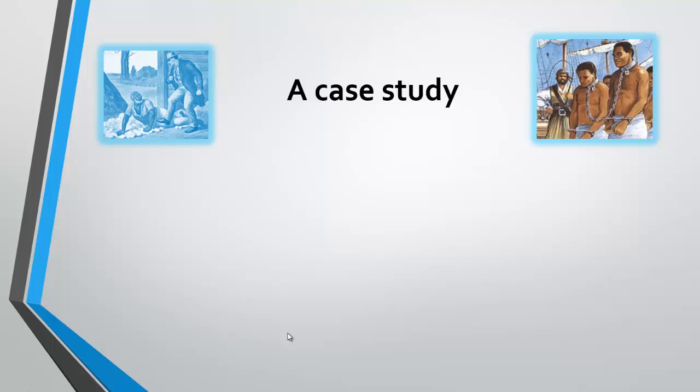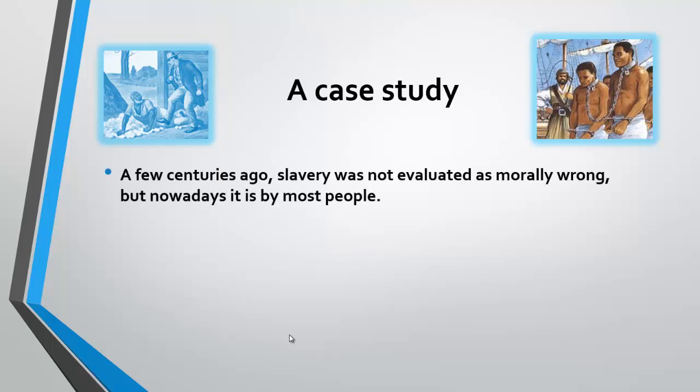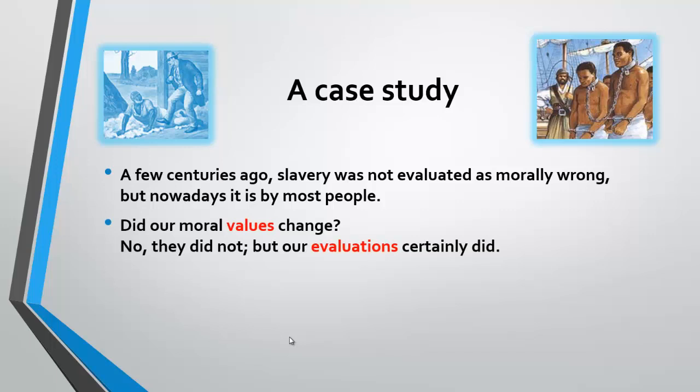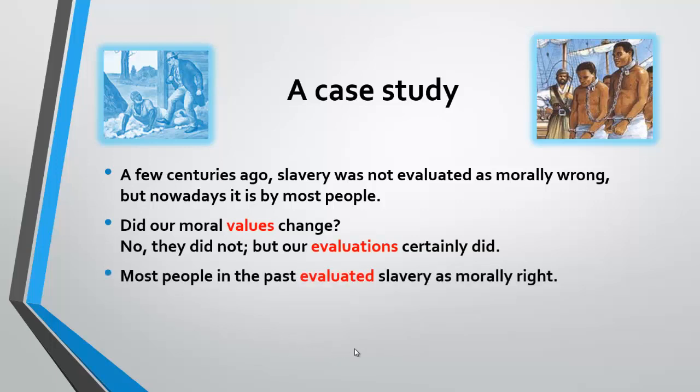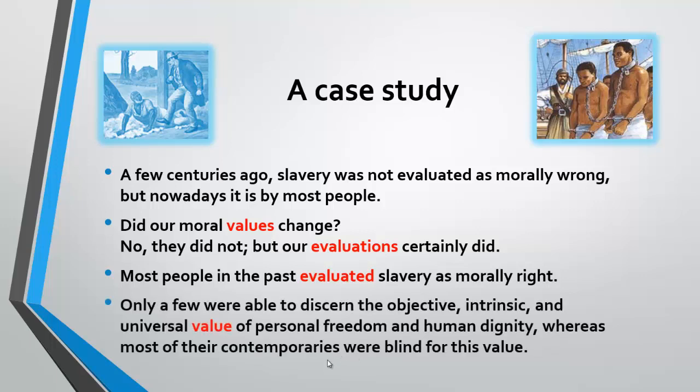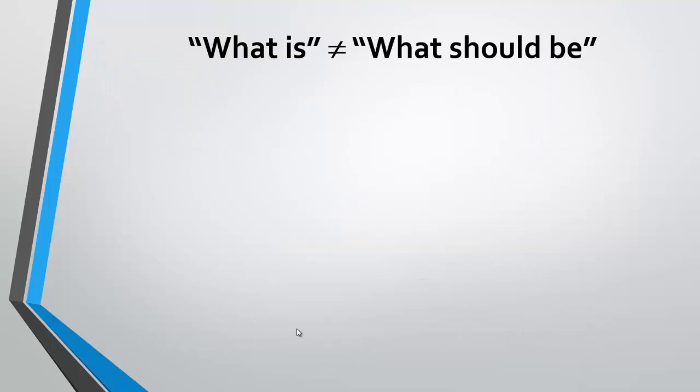Let's take a simple case study, slavery. A few centuries ago, slavery was not evaluated as morally wrong. Did our moral values change? No, our evaluations did. In the past, most people evaluated slavery as morally right. But we have learned now that that was wrong. There is a value of personal freedom and human dignity, a universal value, whether we like it or not. But some people were blind to that value.